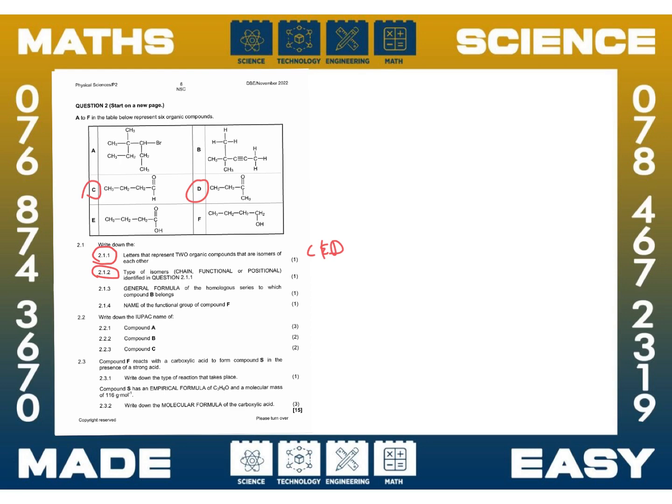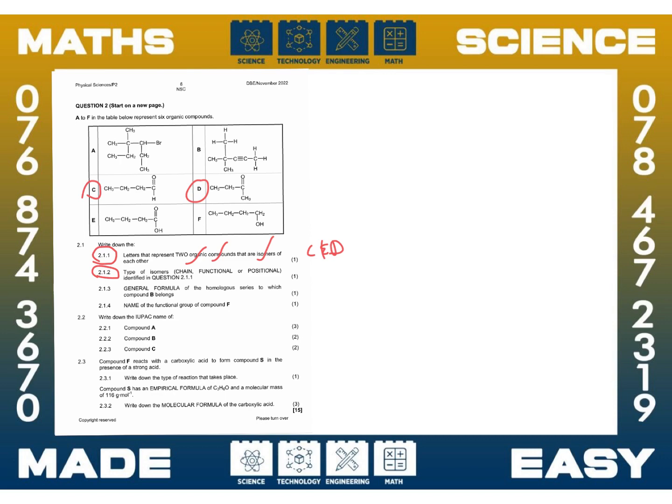The type of isomer, chain, functional or positional, identified in question 2.1. They want to know the type of isomers. Remember, if it's a chain isomer, that means they differ in chain. If it's a functional isomer, it tells us that they differ in the functional groups. If it's a positional isomer, it tells us that they differ in the position of, it could be the functional group and so on. So it could be the carbonyl, or rather the double bond or triple bond.